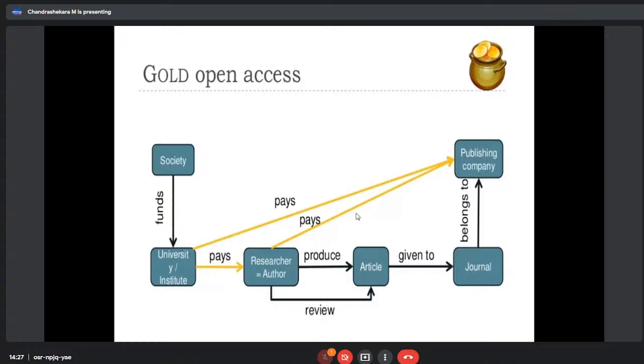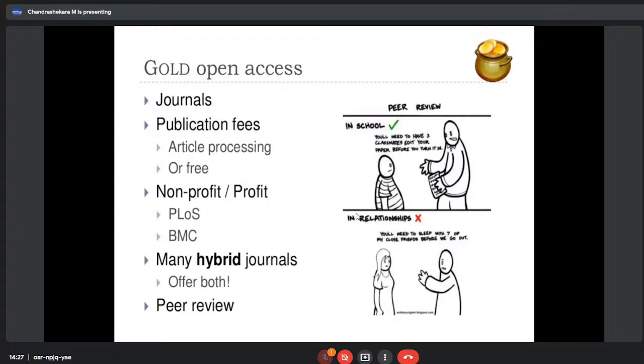Gold open access, as the picture says: journals publish with publication fees, article processing charges, or freely. Where they publish in open access, gold means the journals in which they are publishing. Are they taking publication fees? Sometimes article processing charges, or sometimes they do it freely. Also, non-profit or for-profit: some are making a profit and some are not.